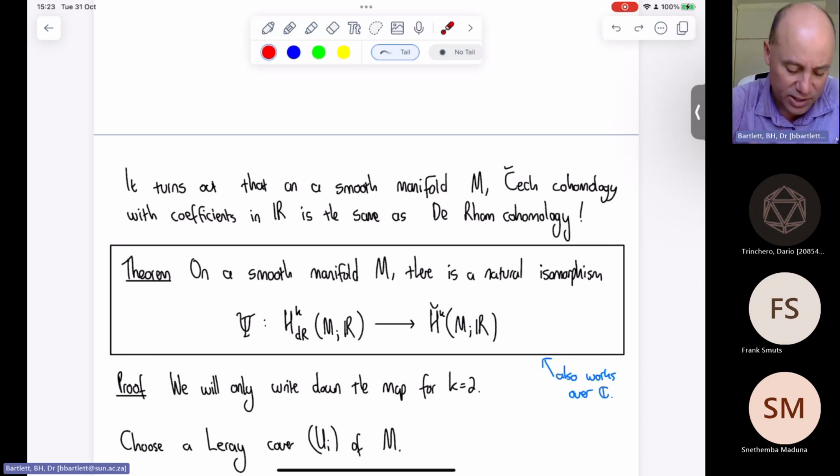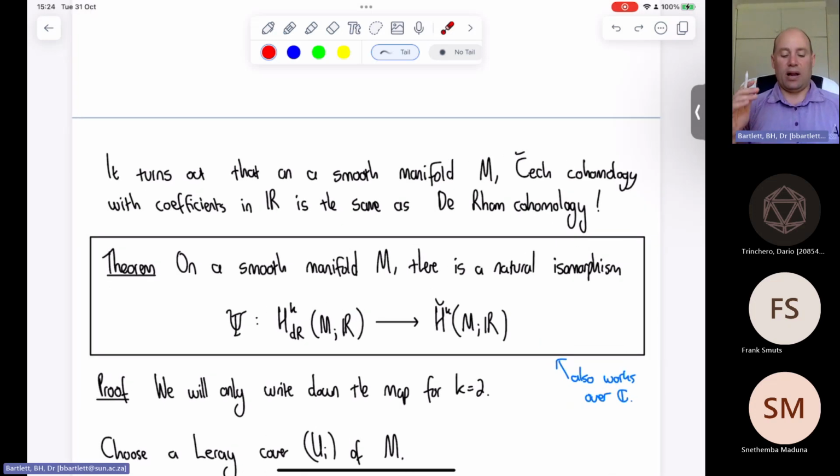So the theorem is that on a smooth manifold M, there's a natural isomorphism between the de Rham cohomology and the Čech cohomology with coefficients in R. And by the way, it will also work with coefficients in C as well. And once again, Čech cohomology with coefficients in R or C is again locally constant functions. So it means that on these open sets, the functions are locally constant. So if the open set is contractible, then it's just a single real number attached to that open set.